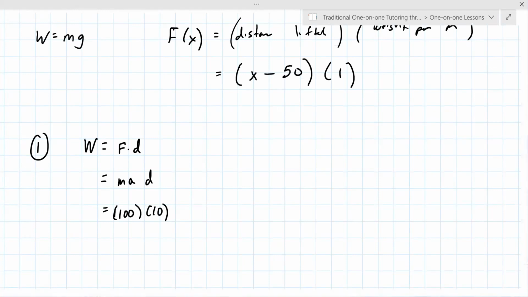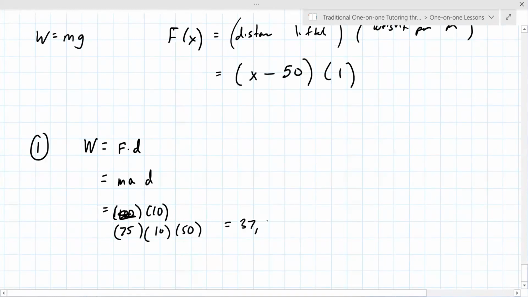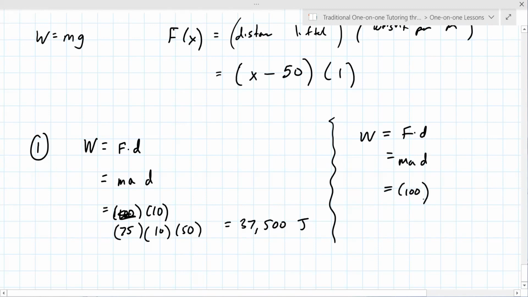I'm sorry, it says to pull you up. So you're not 100, you're 75. And then the distance is 50. And that equals 37,500 joules. And then similarly, to pull your friend up, it's F times D, force is mass times acceleration, you know that from your other class. Your friend's 100 kilograms, acceleration is 10, and the distance is the same, it's 50. So that equals 50,000 joules.